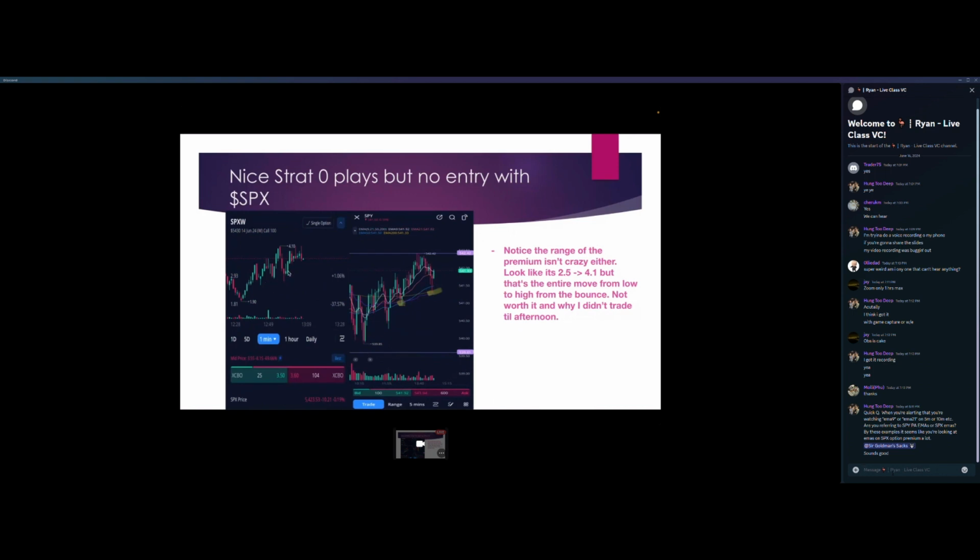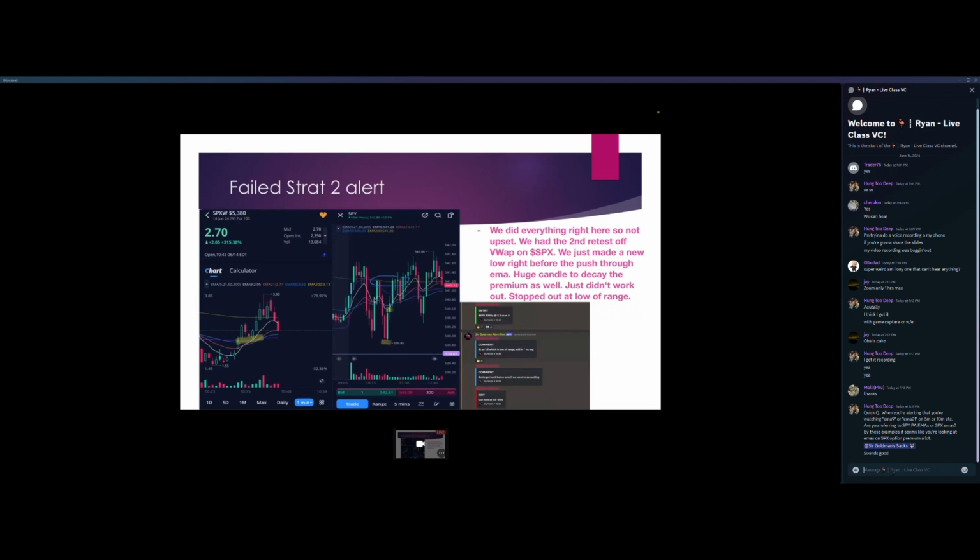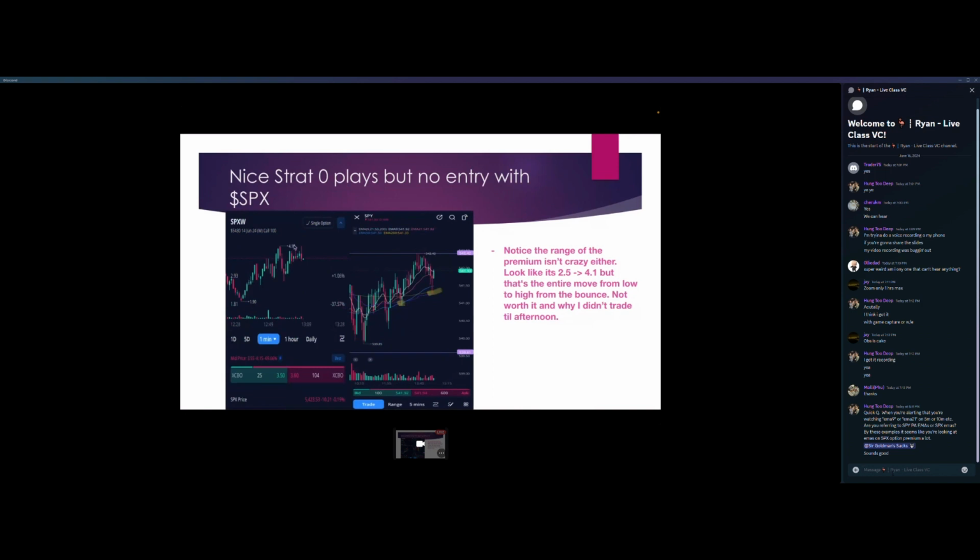The premium still looks strong, but it's not good enough risk to reward to make the trade because the range is so low. 2.5 to 4.1 from here to here. Imagine catching all this move and you're not even up over 60%. Sometimes you could be here, you get one red candle and you're already up 40, 50% in like 1 minute. That's why we didn't make this trade. So it was a strat 0 play because you have the VWAP, but it wasn't good with XPX. And that's why sometimes you can avoid these trades, not getting chopped out.